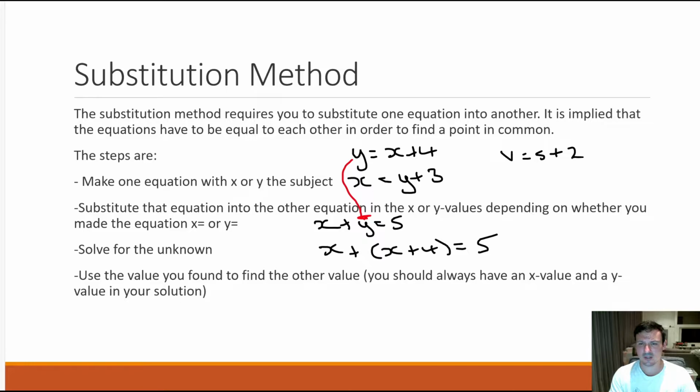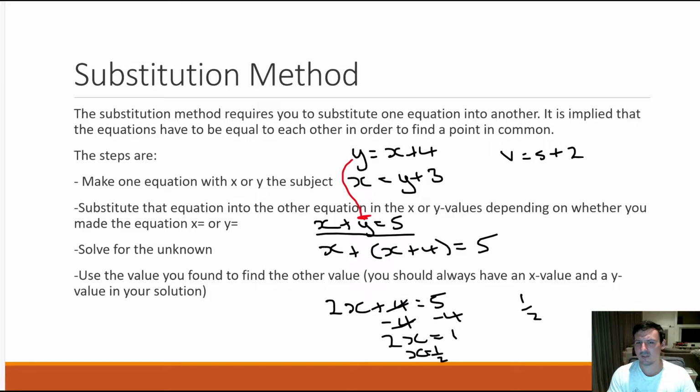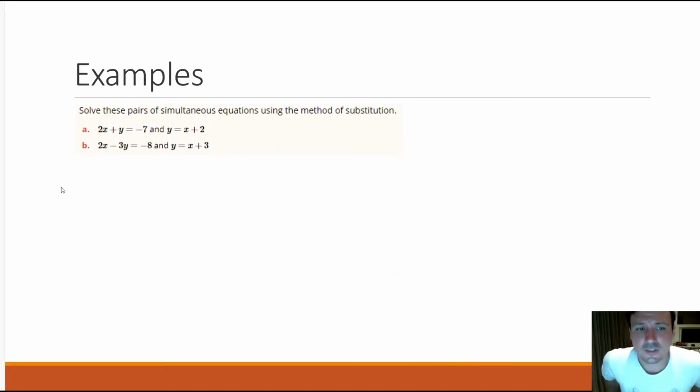So if I was to do this one, I'd have 2x plus 4 equals 5, and then I'd subtract 4. So this is my solving part. 2x equals 1, so x must be equal to a half. If I was to work back and I was to substitute that back into here, I'd go a half plus y equals 5. So therefore we know y is equal to 4.5. So that's the general gist of how we do substitution. So let's have a look at some examples here.